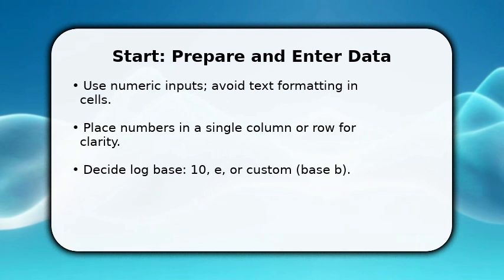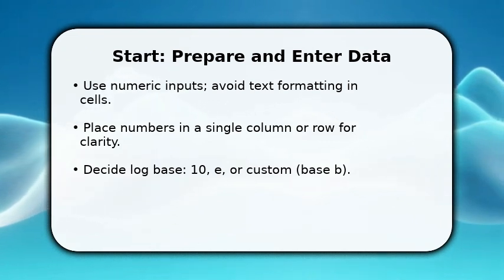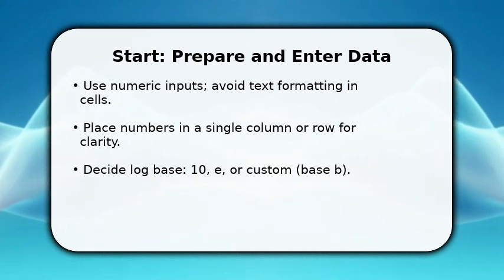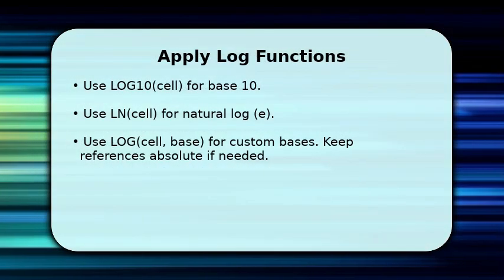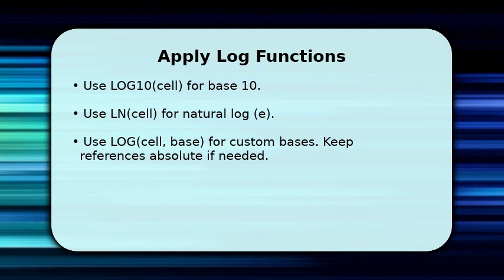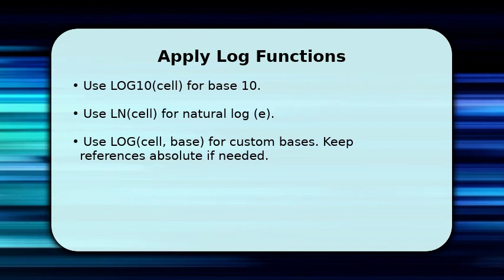Make sure to select the first output cell adjacent to your inputs so you can write a reproducible formula. Now apply the proper function. Type equals log10, A2 for base 10 or equals ln, A2 for natural logs. These are straightforward and fast. If you need a different base, type equals log, A2, 3 for base 3 or replace 3 with your chosen value. Once the first formula works, drag the fill handle down or double-click it to copy.